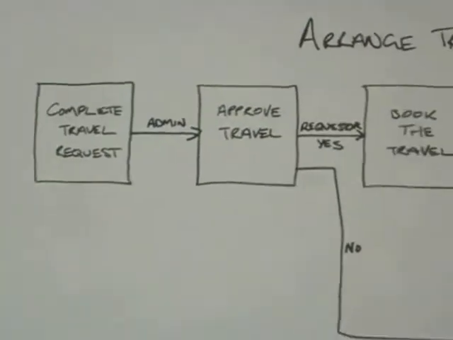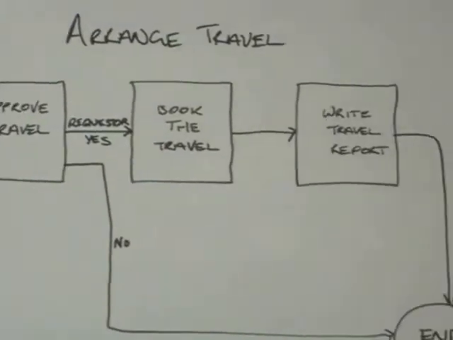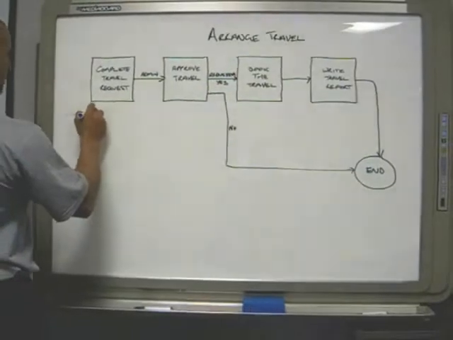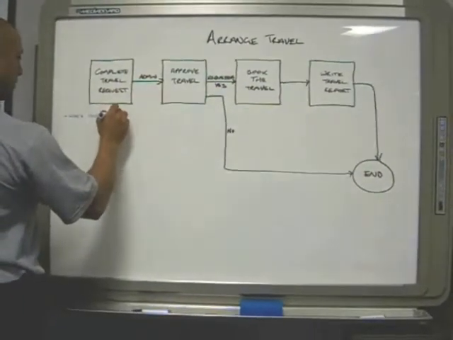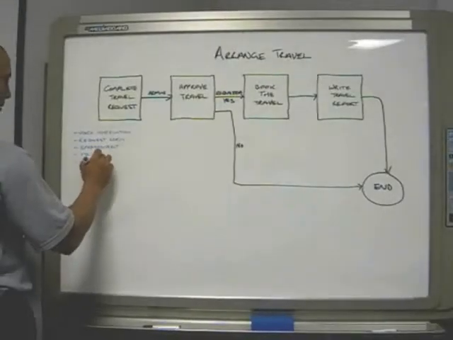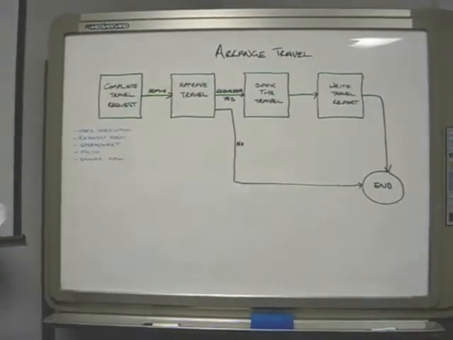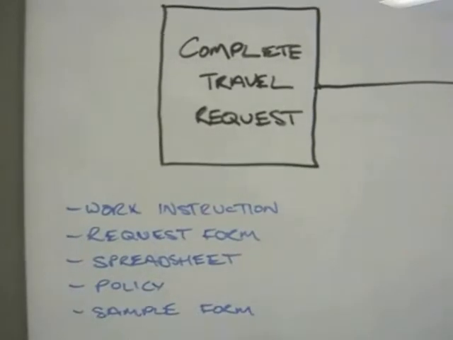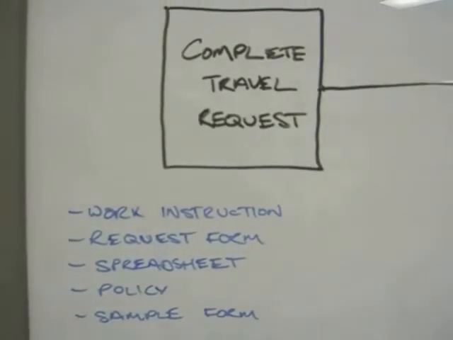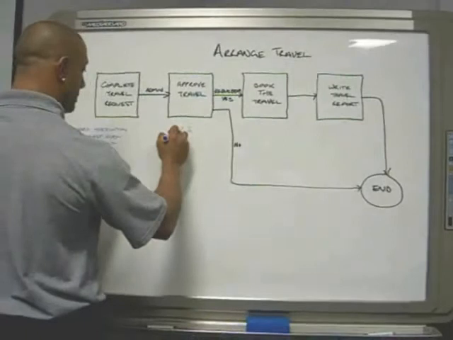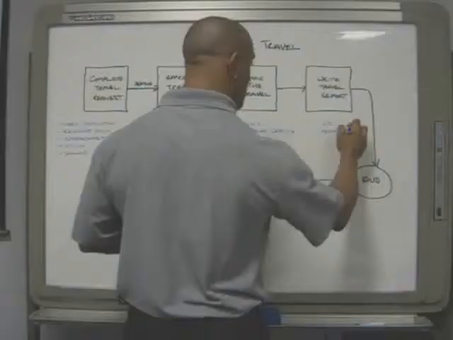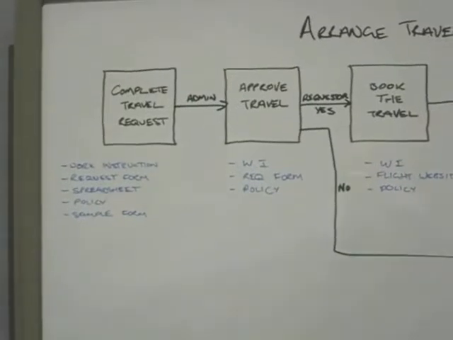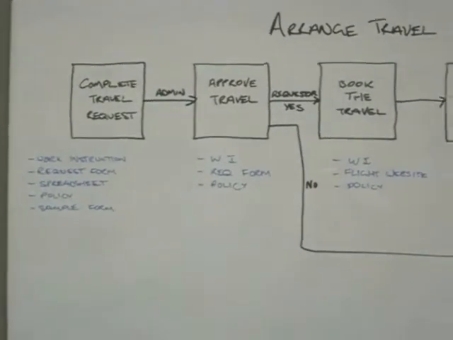So let's begin. First, by identifying the information and tools I need to support the procedure. Now that I've sketched the procedure steps and the flow, I look at each step in detail and make a list of the resources I need. For example, for step 1, I need a work instruction, travel request, expense spreadsheet, travel policy, and a sample form. I do the same for each step. This results in a list of the resources to be available for the whole procedure.